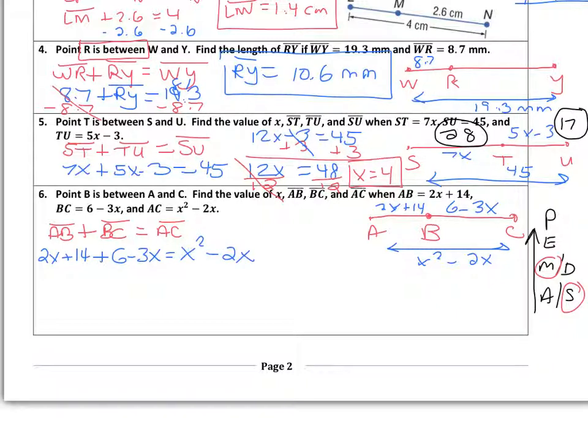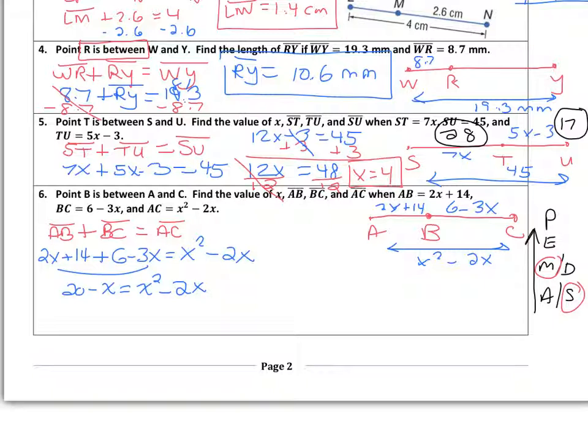Let's combine like terms, kind of simplify things here. 2x minus 3x is negative x, negative 1x, and 14 plus 6 is 20. And over here we have x squared minus 2x. So we've combined everything on each side of the equal sign that we can.